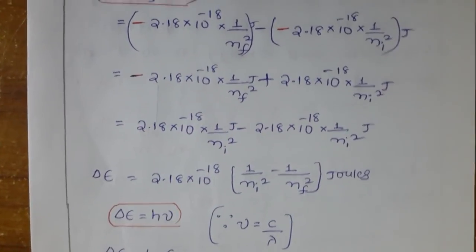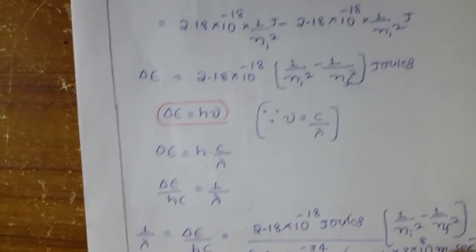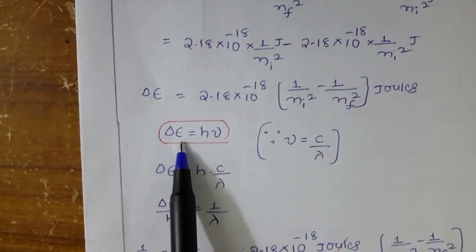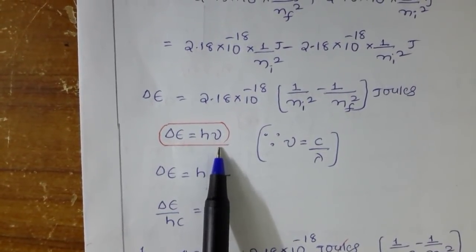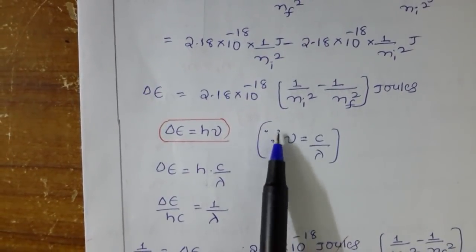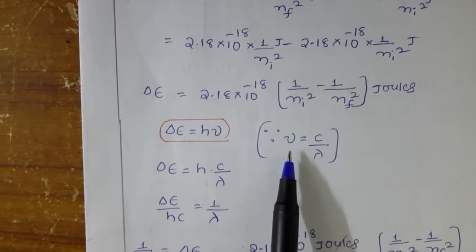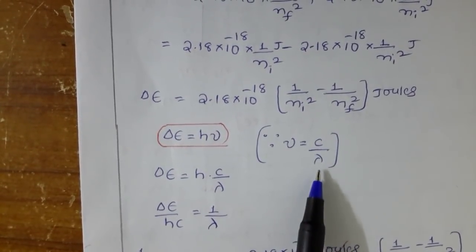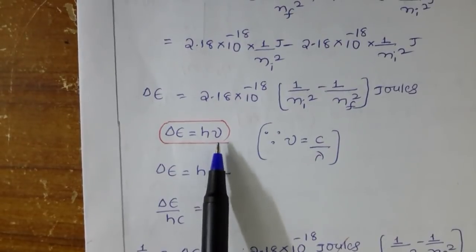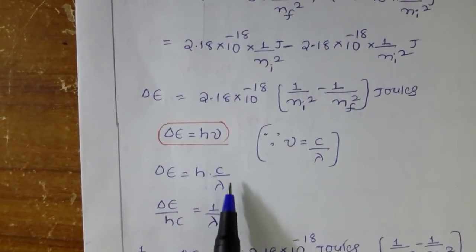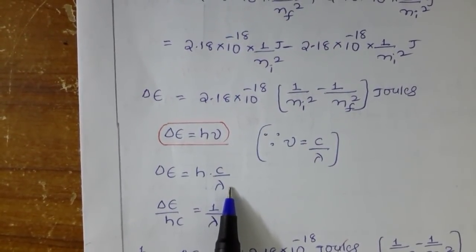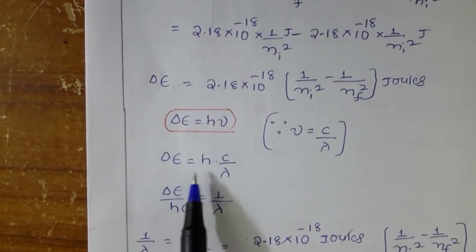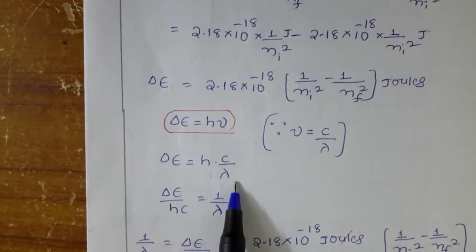Okay, so next, generally we have the formula delta E equal to h mu, isn't it? Already in the previous knowledge we have the frequency and lambda relation: mu is equal to C by lambda. So instead of mu, I will simply substitute C by lambda. So the equation will become delta E equal to h into C by lambda.